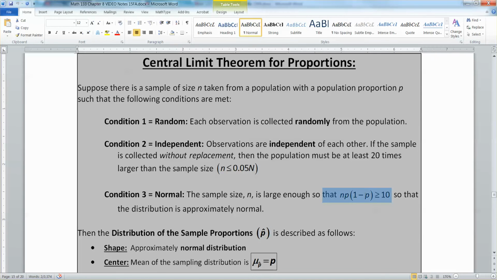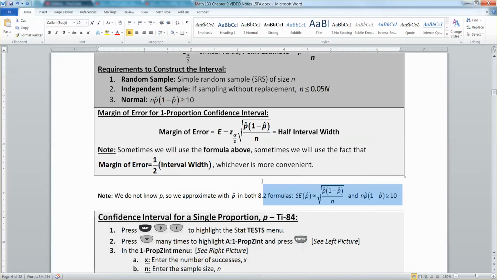Remember, in here we said it was n times p times 1 minus p, but in real life we don't know what p is for a non-probabilistic distribution, right? So probability distributions, you technically know what p is because you assume it to be a certain thing. But here we can't make those assumptions because that's the whole point of this chapter. So that means we're going to have to use p hats instead of p's for those two formulas.